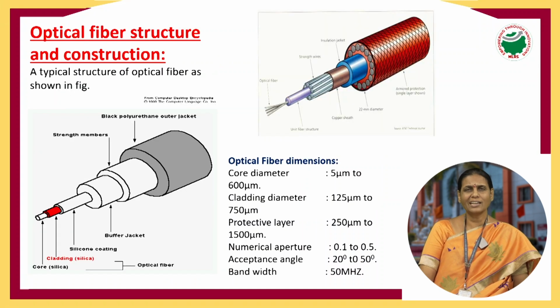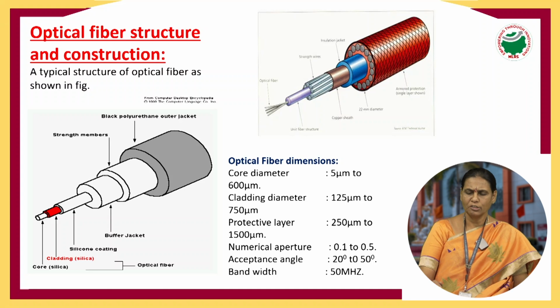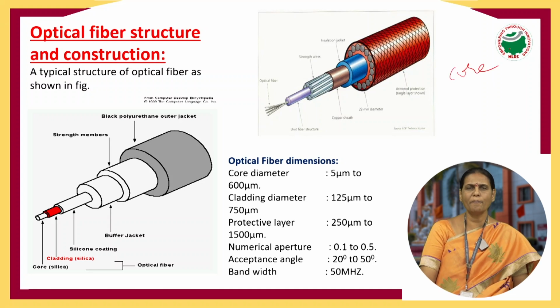Next, what is the construction of an optical fiber? What are the different components of an optical fiber? An optical fiber consists of three components. First component is core. Core is the basic component. Second component is the cladding. Third component is the buffer jacket.